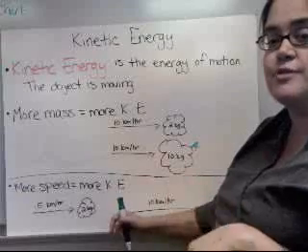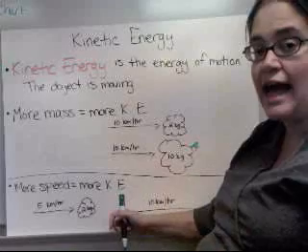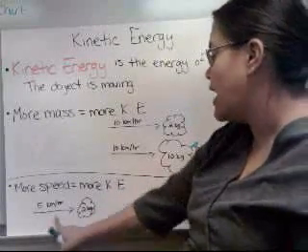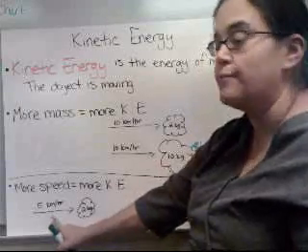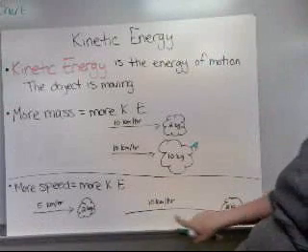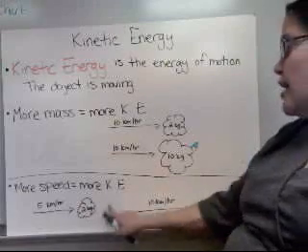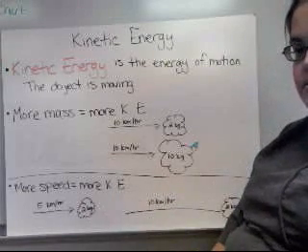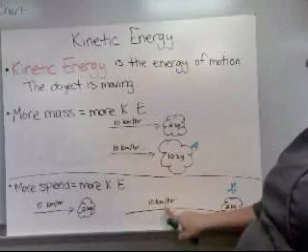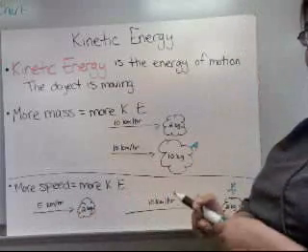Also, more speed equals more kinetic energy. So if you have two objects of the same size, but they're traveling at different speeds, whichever one is faster has more kinetic energy. So here we have an object that is 2 kilograms, and it's moving at 5 kilometers per hour. And over here, we have an object that is also 2 kilograms, but it's moving at 10 kilometers per hour. So which of these two objects would have more kinetic energy? Right, it's this one over here. Since this one is traveling at 10 kilometers per hour, it's faster than this one, so it has more kinetic energy.